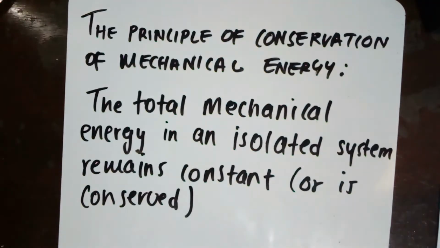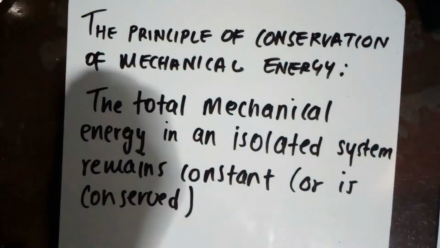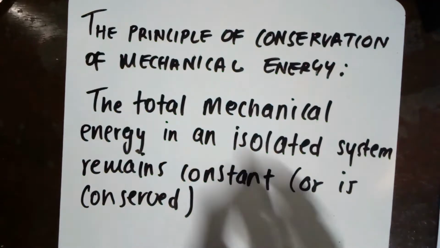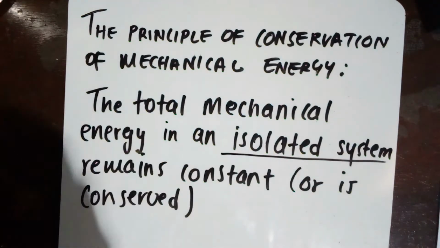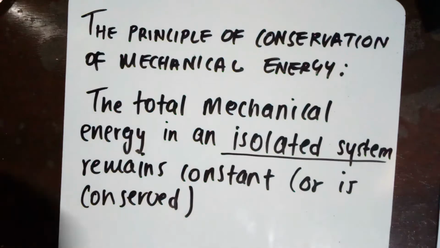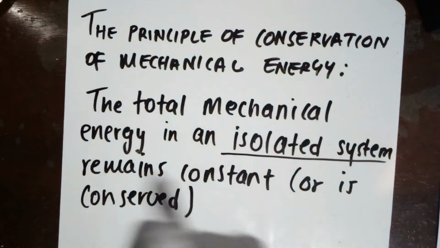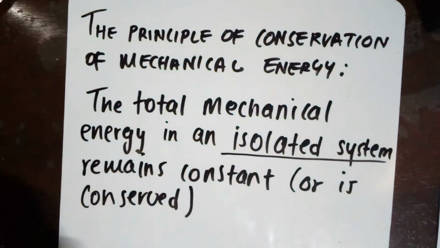So, in simple terms, the principle of conservation of mechanical energy states that, and you should be able to state this definition in an exam. It says that the total mechanical energy in an isolated system, keyword there being isolated. Remember, we've spoken about what an isolated system is when we're dealing with the conservation of momentum, and we're talking about elastic and inelastic collisions. So it says that the total mechanical energy in an isolated system remains constant or is conserved.